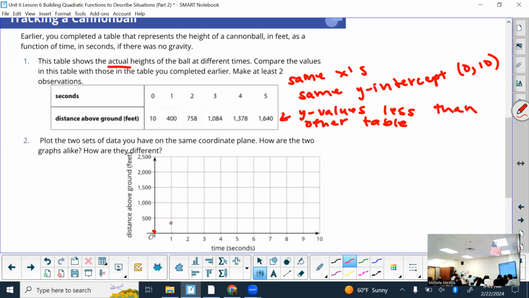1 up 400 would probably be about there. 2 up 758 about here. 3 up 1084 probably around here. 4 up 1378 there. And 5 up 1640. Now you graph the one from the warm up.